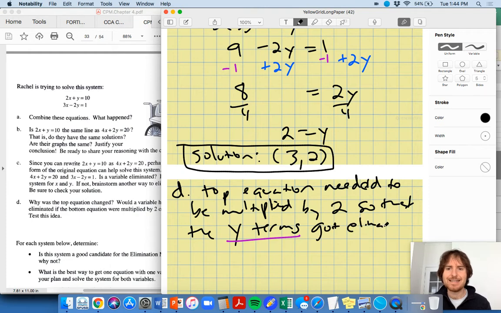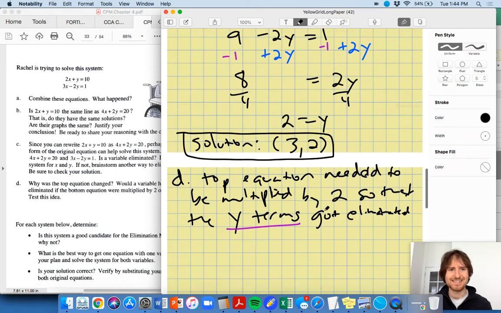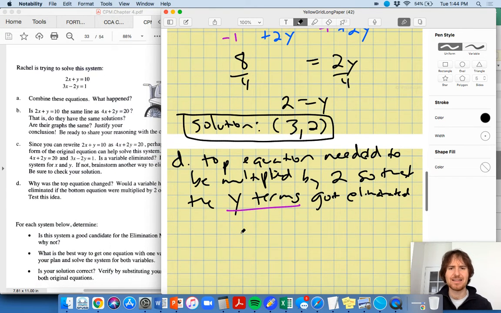Okay, and then let's test out what they're saying here: what if the bottom equation, this one here, were multiplied by 2? Is that going to eliminate here? And no, it looks like it's not. If you got this one here, 2x plus y equals 10, and multiply the bottom one by 2, 6x minus 4y. This is just silly. This isn't going to eliminate, okay?